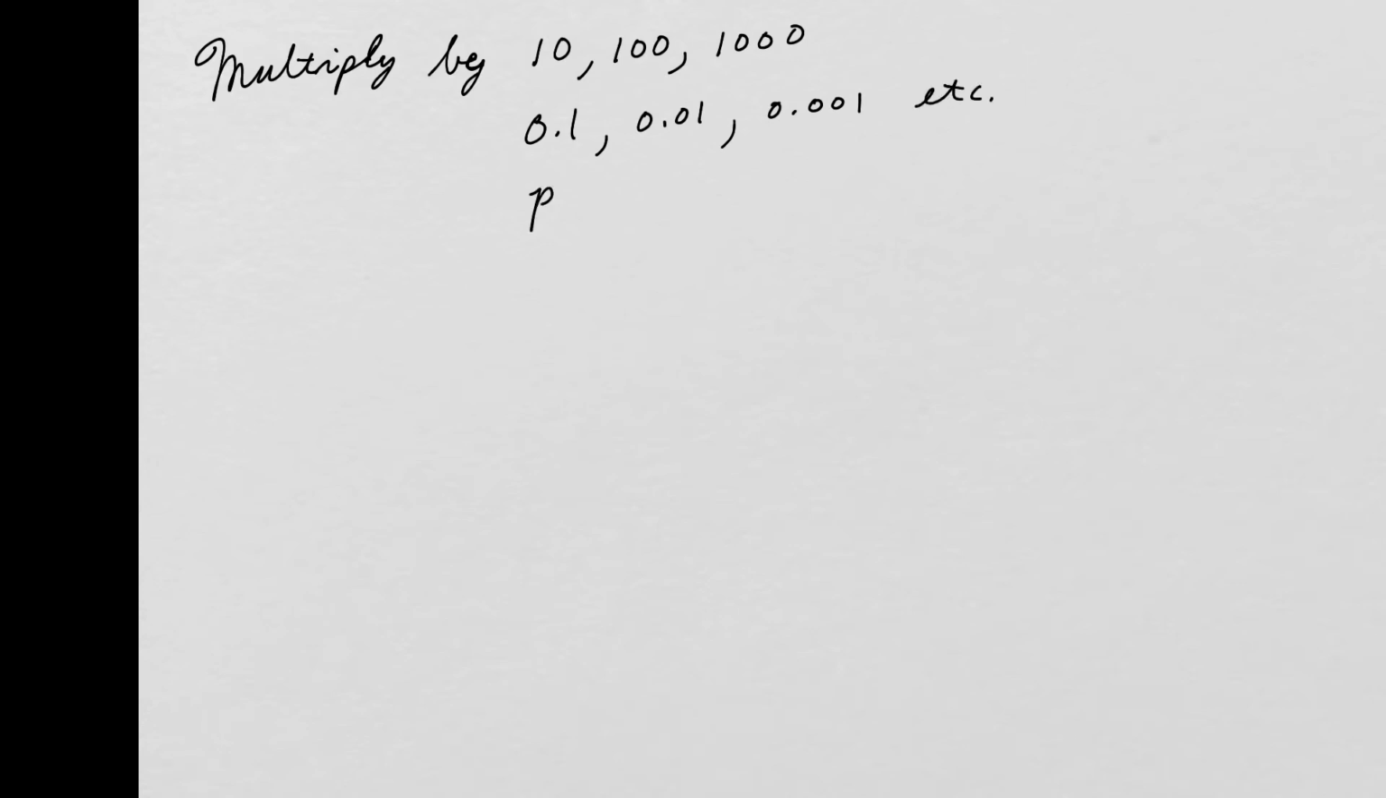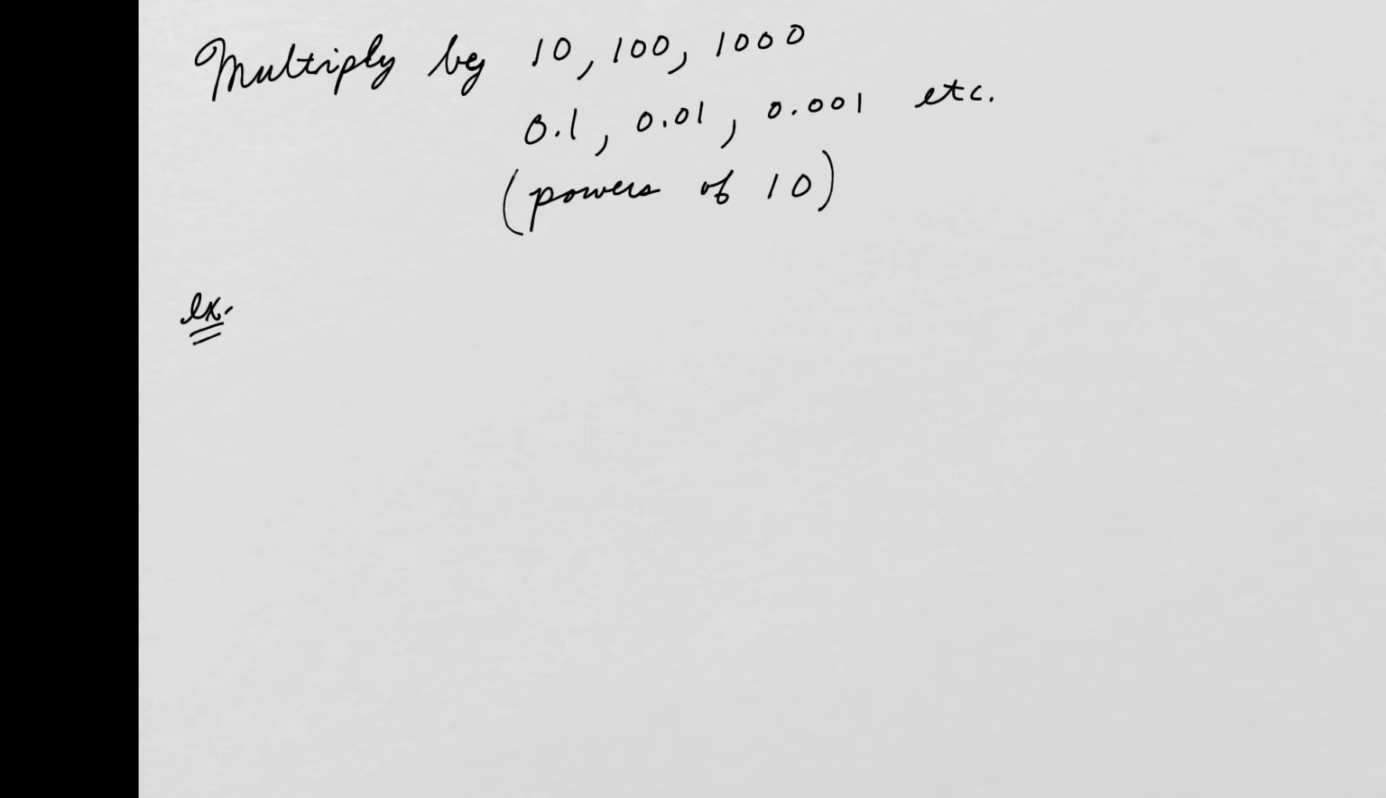These are all powers of 10. It turns out it's going to make my life easy. Ultimately it's going to be equivalent to moving the decimal point either to the right or to the left, depending on whether the power of 10 is greater than 1, like 10, 100, 1,000, or less than 1, like 1/10, 1/100th, 1/1,000th, and so on. So let me show you what I mean by that.